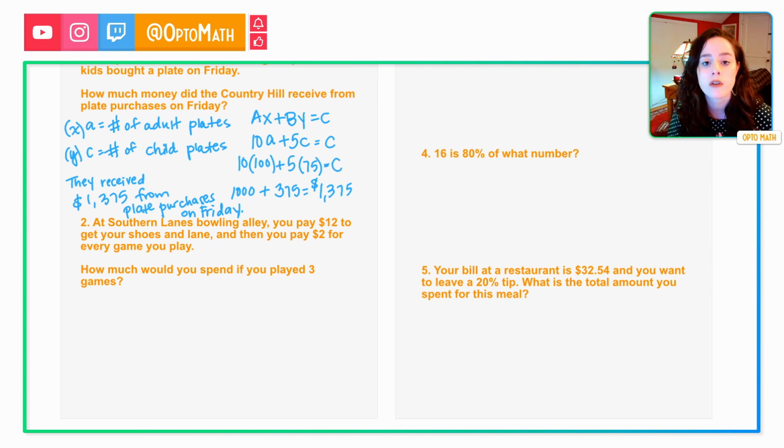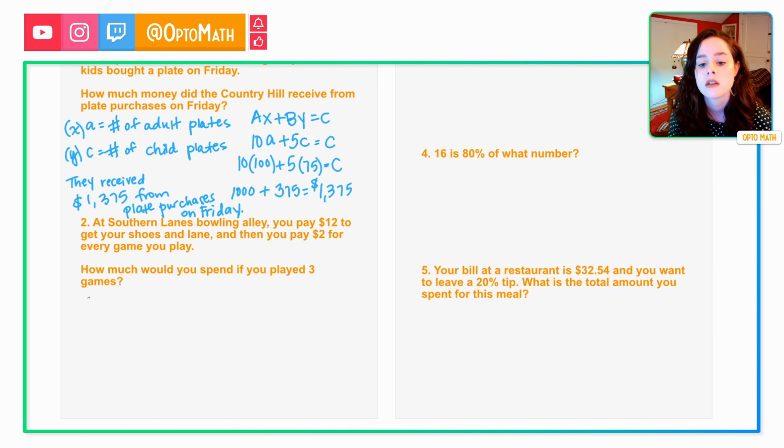I probably would not write an equation if I was solving this. I probably would just say, okay, $12. If I play 3 games, that's 3 times 2, 6. So 6, 7, 8, that's $18 total. Pretty easy, right? But I'm going to show you how to write an equation in slope-intercept form that will also work.